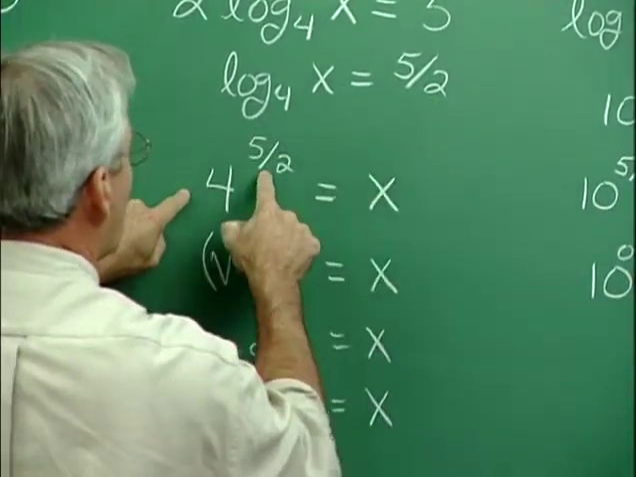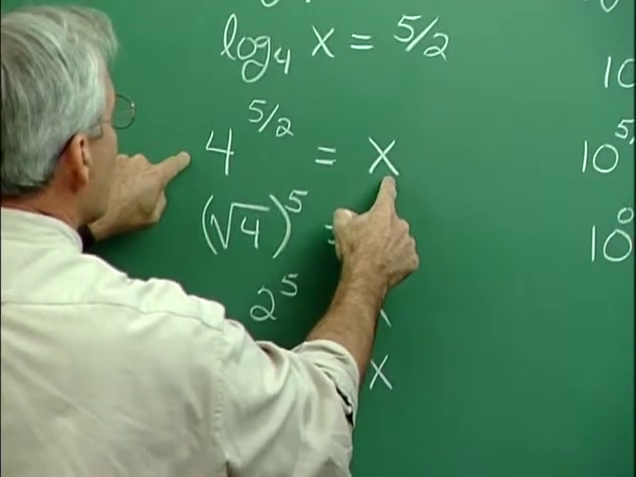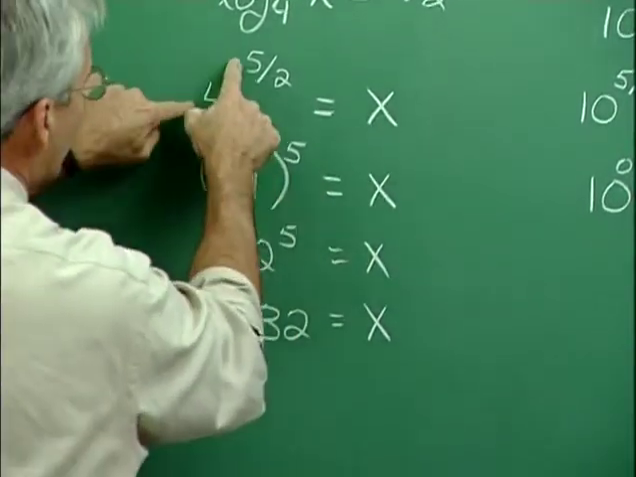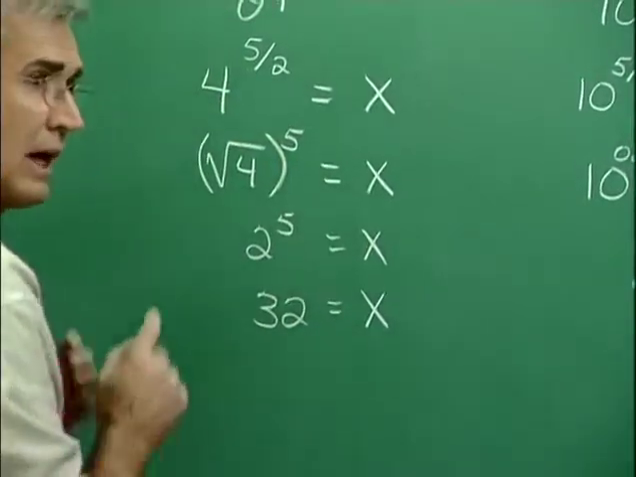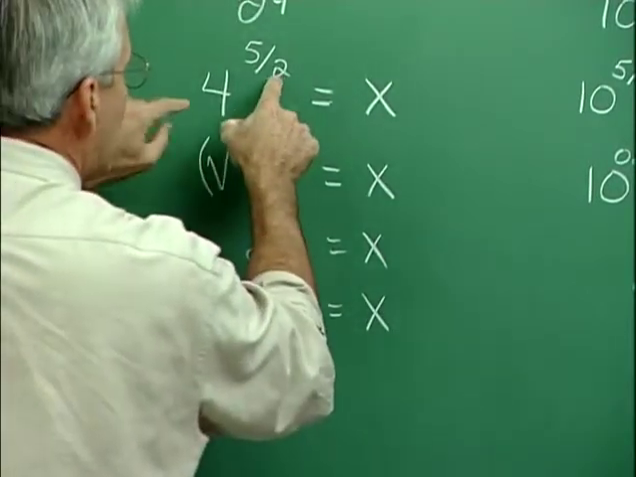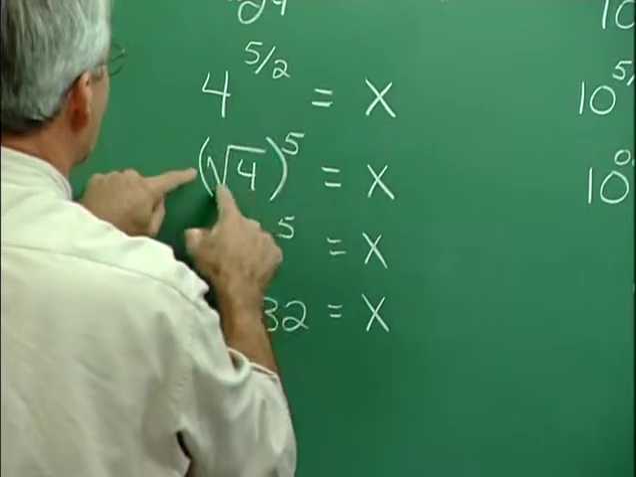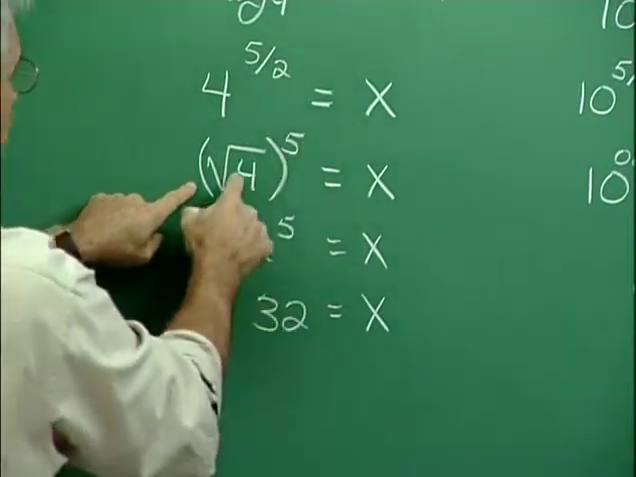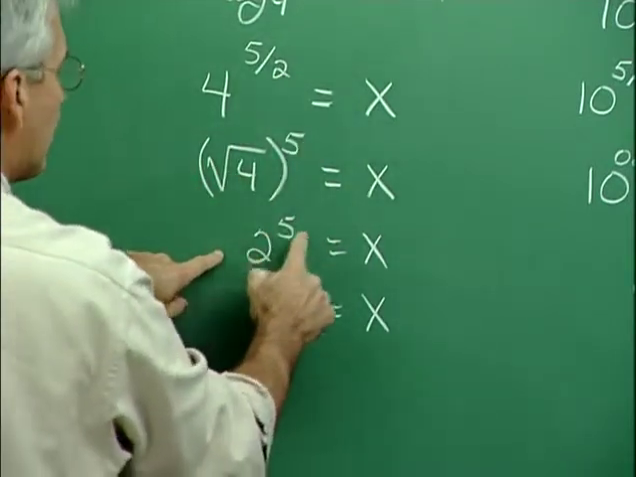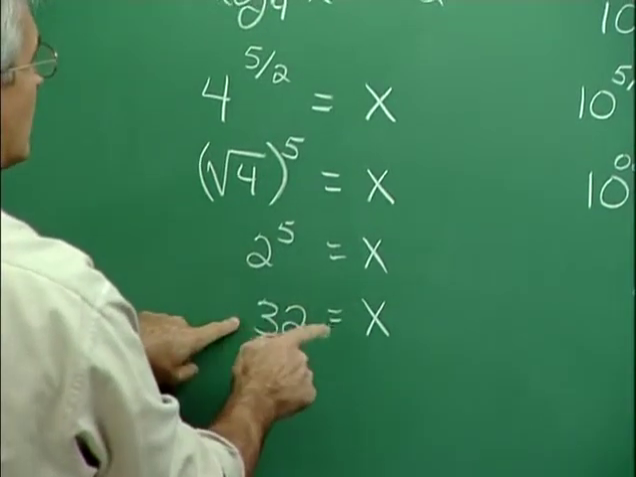4 to this exponent is equal to x. And then the fractional exponent implies a radical, and the index of the radical is the denominator of the fractional exponent, so this is the square root of 4 to the 5th power. Square root of 4 is 2, 2 to the 5th is 32, so x is 32.